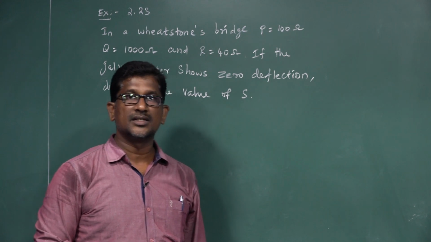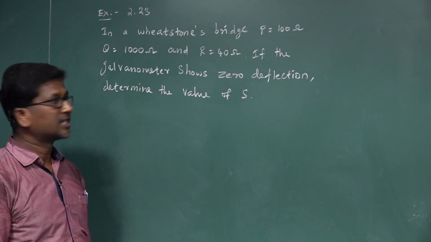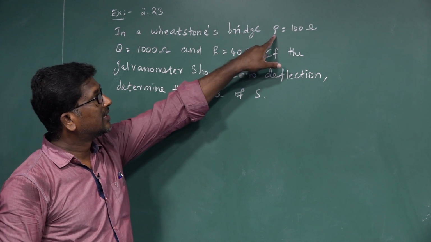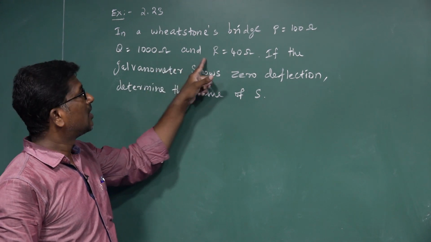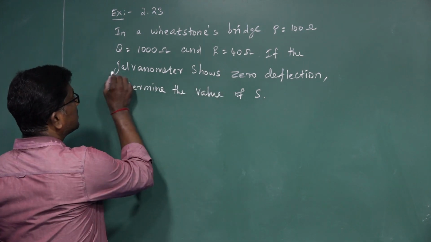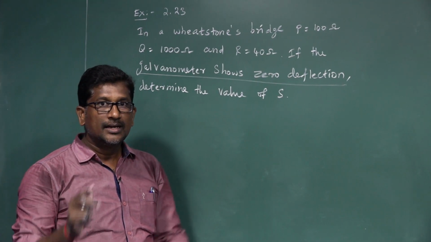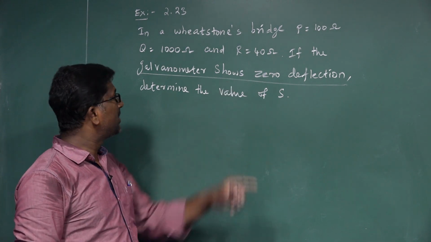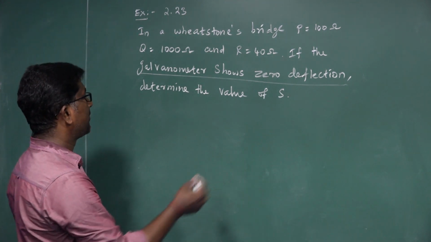Based on the bridge balance condition, one of the problems is given, that is example 2.23 in our textbook. The problem is, in a Wheatstone bridge, the resistance P value is 100 ohm, Q value is 1000 ohm and R value is 40 ohm. If the galvanometer shows zero deflection, which in a Wheatstone bridge means the bridge is in balanced condition, we want to determine the value of S.